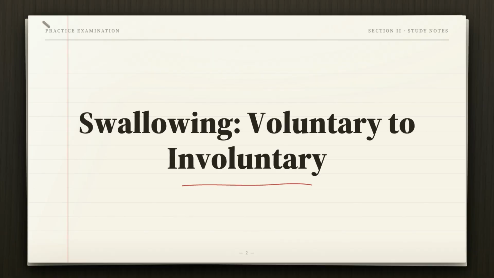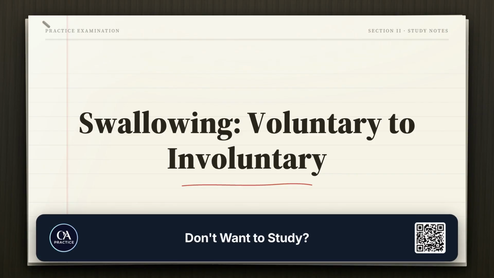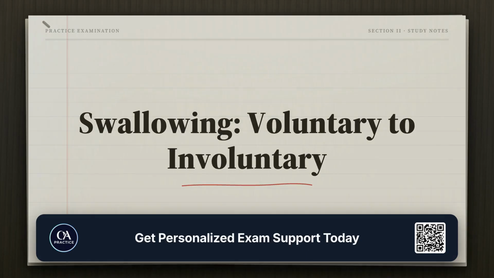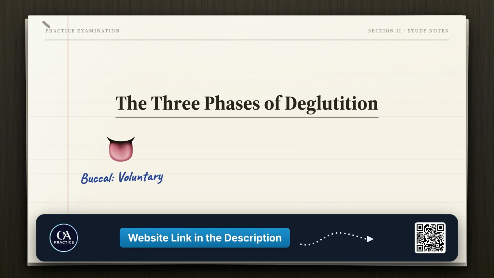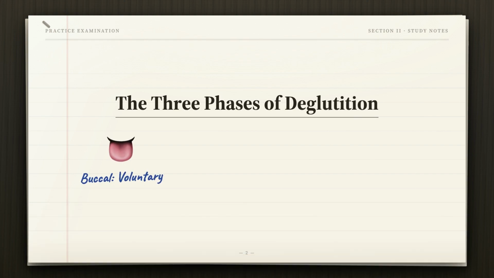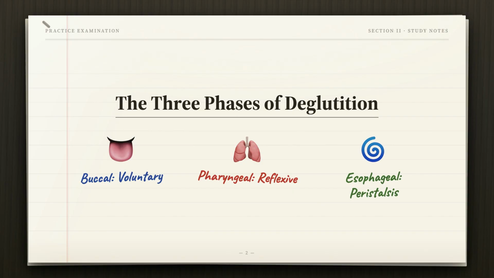Swallowing is the clearest example in the body of an act that starts under your control and finishes without it. The handoff happens at one exact location, not gradually, and that's exactly what the 3 phases of deglutition are built to capture. The buccal phase is voluntary work done by the tongue, compressing and shaping the bolus before pushing it back. The pharyngeal phase begins the instant the bolus touches the oropharyngeal receptors, and control passes irreversibly to the brainstem. The esophageal phase then carries the bolus down by peristalsis, and it's involuntary too.